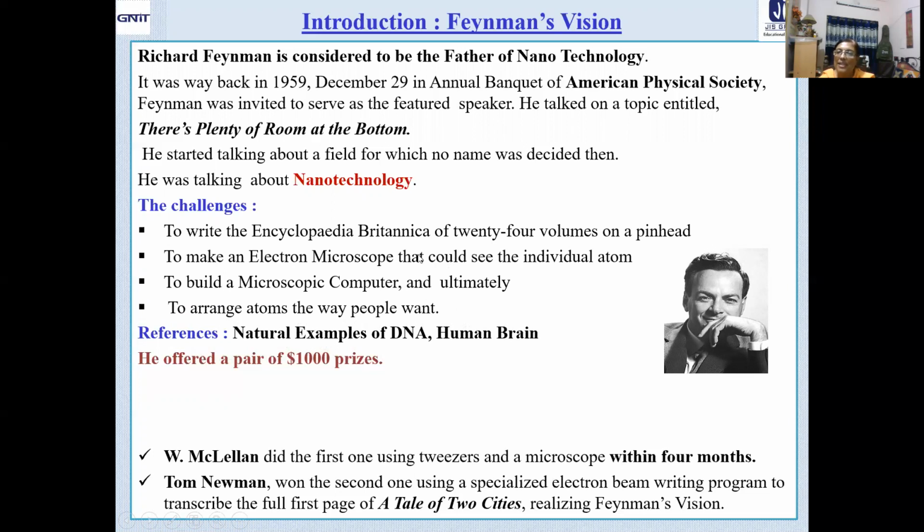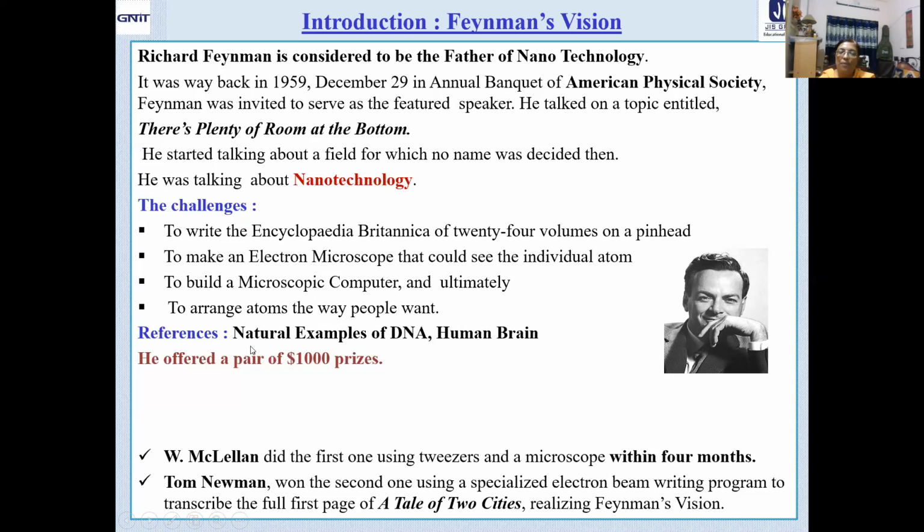So when he started talking about the possibilities of the size of the atoms, he started posing the challenges that if it is possible, then you can write the entire 24-volume Encyclopedia Britannica on a pinhead. You can make an electron microscope that could see the individual atom, or you can build a microscopic computer, or even arrange atoms the way you wish to do it.